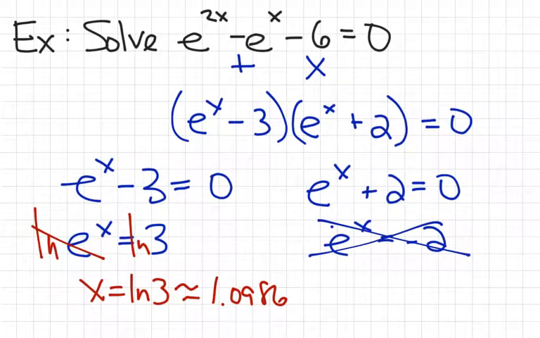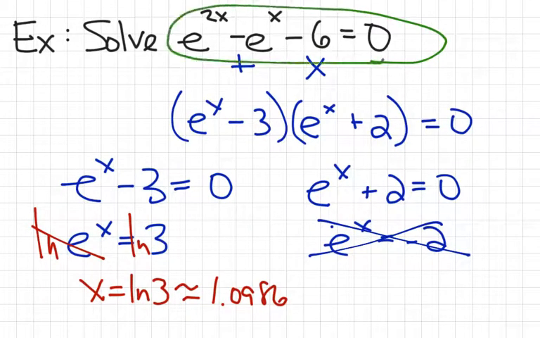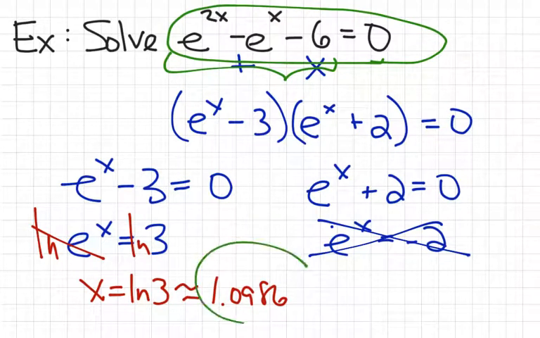Now, if you don't like doing it this way, that's fine. Notice the way this equation is set up. It's equal to 0. If you graph e to the 2x minus e to the x minus 6 in your calculator, you want to find where the graph hits the x-axis. In other words, you want to find the zero, and you should find this as the zero.